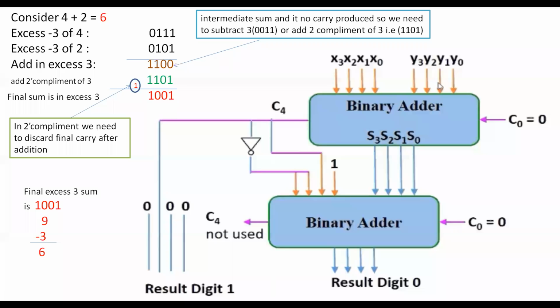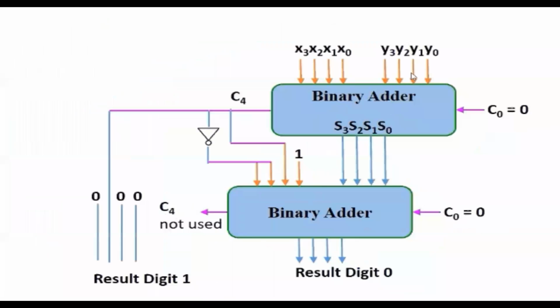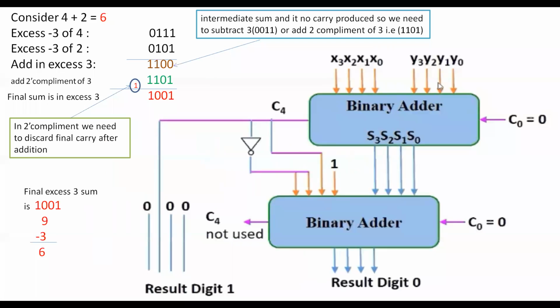But we are performing the 2's complement of the result. We are performing the 2's complement of 3, that is 1 1 0 1. Therefore, the intermediate sum is 1 1 0 0 and no carry came, so we are adding 1 1 0 1, that is the 2's complement of 3, to this number. Therefore, if you check the result, by performing this addition, we got the result as 1 0 0 1, and we are producing a carry as 1.